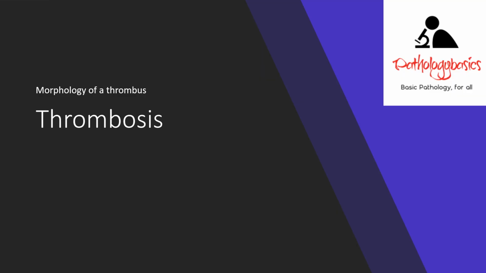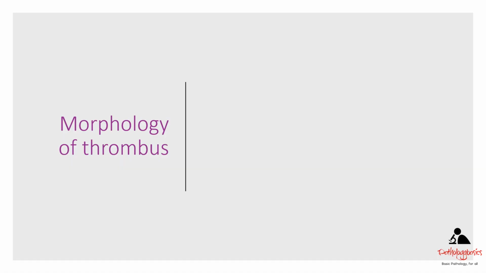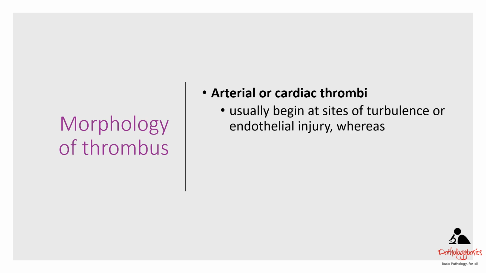Let's move to the next topic, morphology of the thrombus. We will divide thrombi into various types. Let's see the first two types on the basis of where they are located. If they are located in the artery or in the heart, they are called arterial or cardiac thrombi. Arterial or cardiac thrombi begin at the site of turbulence or at the site of injury. The best example is a thrombus that develops in the coronary artery at the site of atherosclerosis. Atherosclerosis is a type of injury.